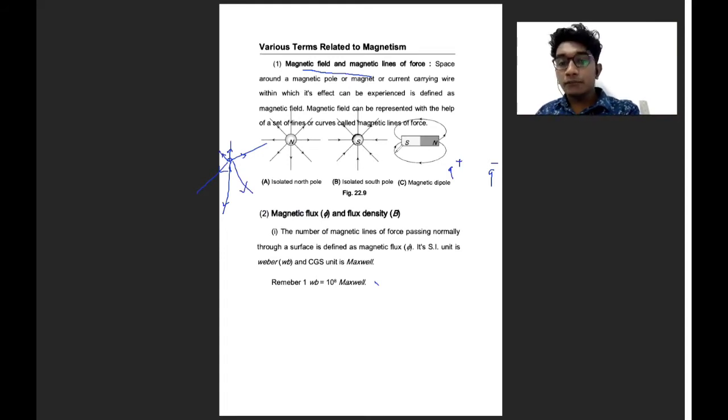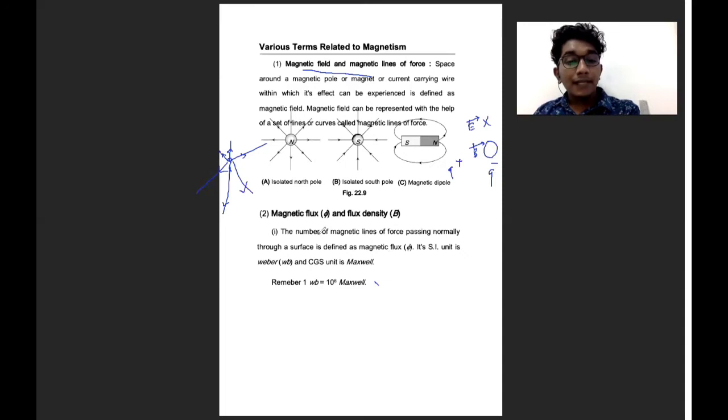And one more thing you have to note: unlike electric lines of force, which will never make a closed loop in an electric field, in a magnetic field the lines will make closed loops. In a magnetic field, they will make closed loops. So that is what you have to understand.